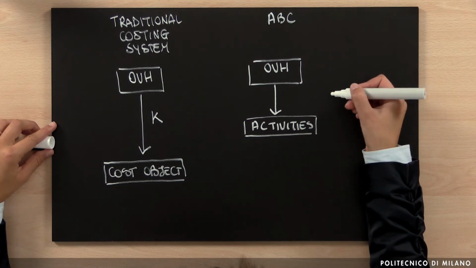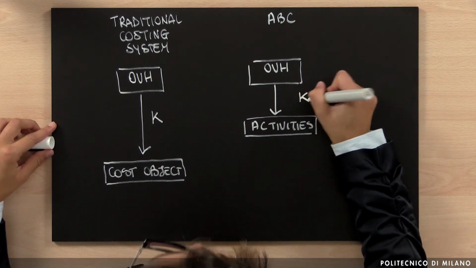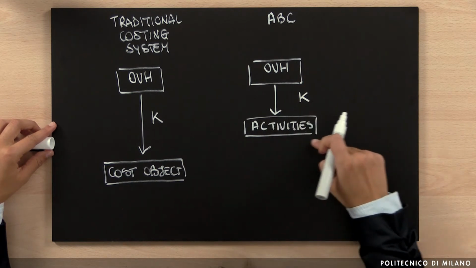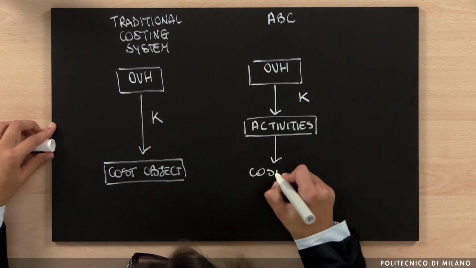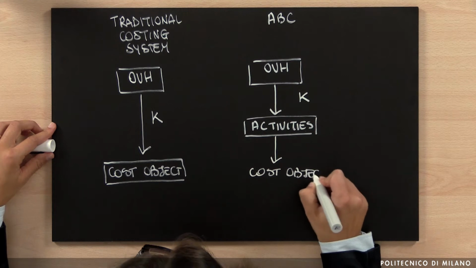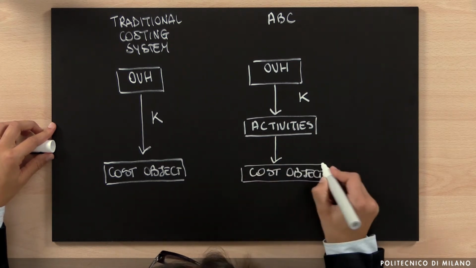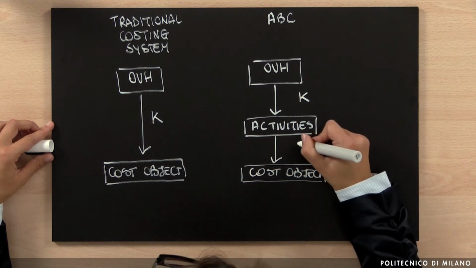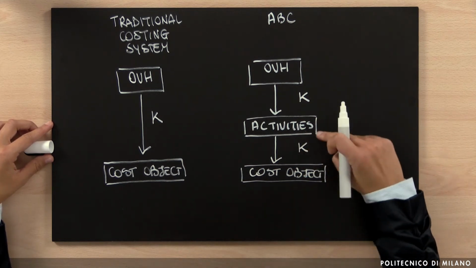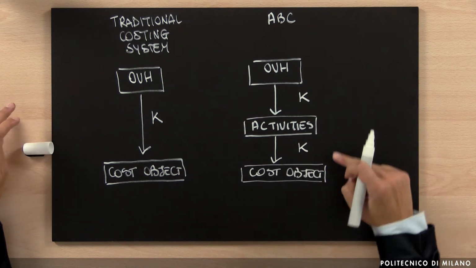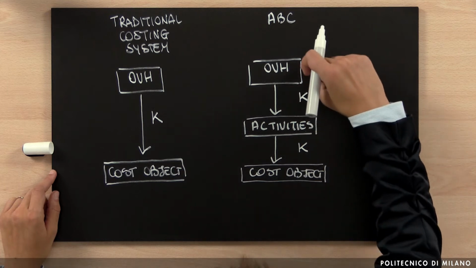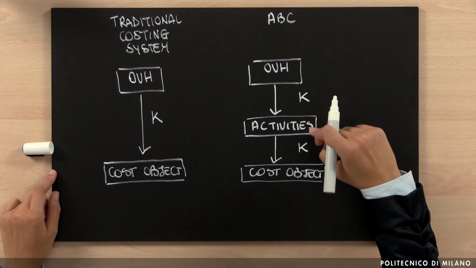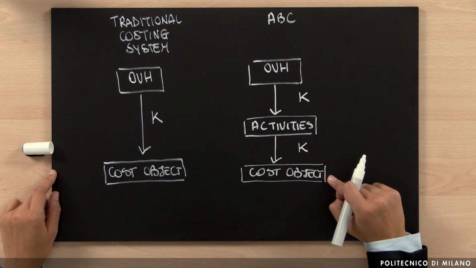How can we assign the value of the overheads to the activity? By using an allocation approach, by using an allocation coefficient. So still, we calculate K. Then, once we have the cost of the different activities, we will assign the value of our activity to the final cost object. How can we do this? Again, by using an allocation methodology. So we will calculate K another time in order to assign the value of the activities to the cost object. So you can see that what changes between these two different approaches is that in an ABC approach we are allocating costs twice. First, we are allocating the value of the overheads to the activities, and then we are allocating the values of the activities to the final cost object.